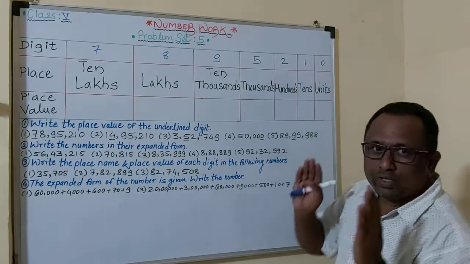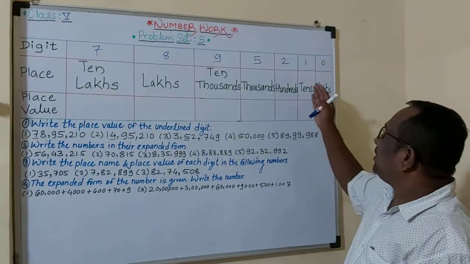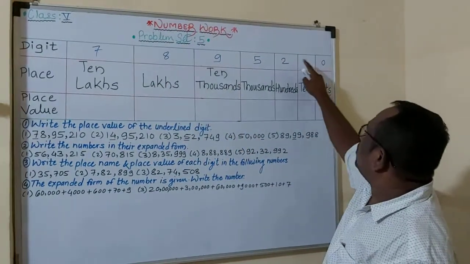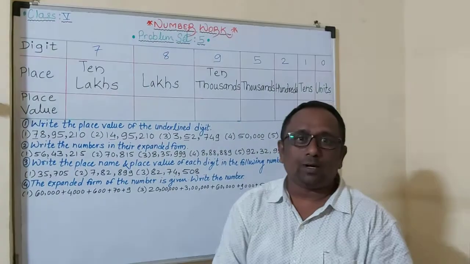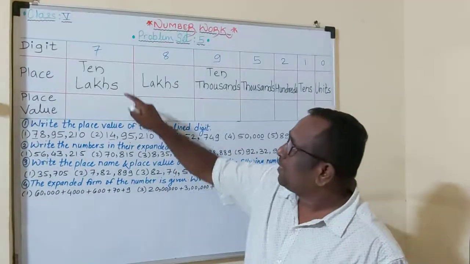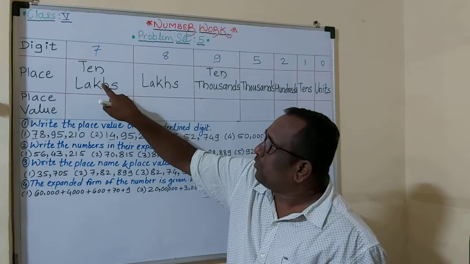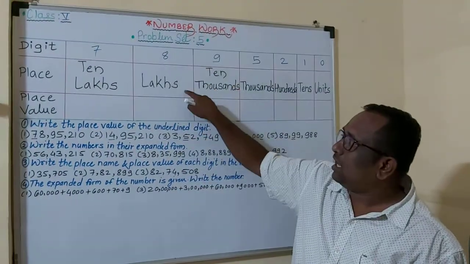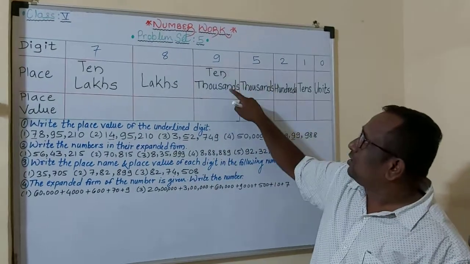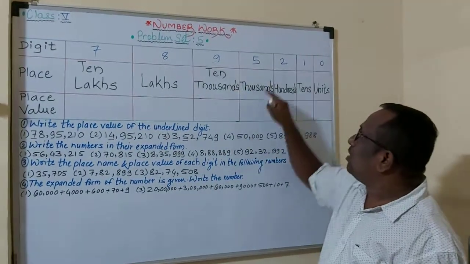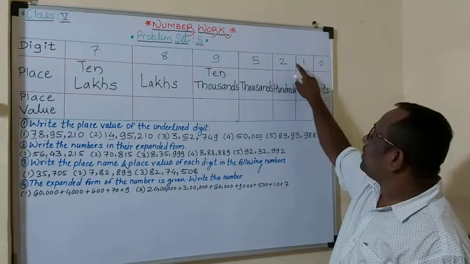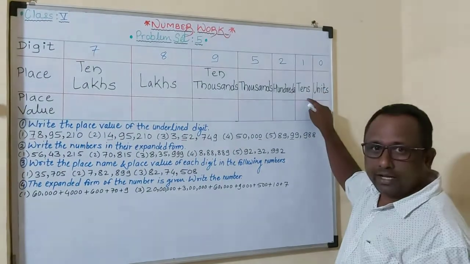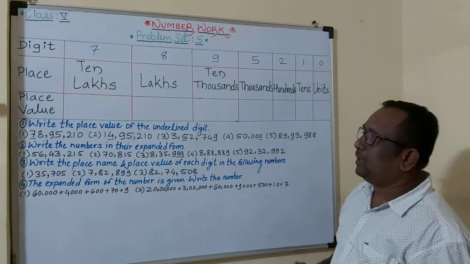See, when writing the number, always start from the unit place, 10 place, 100, 1000, 10,000, lakh and 10 lakh. So 1, 2, 3, 4, 5, 6, 7 digit number means 10 lakh. Now see here, where is this 7th digit? In the 10 lakh place. 8 is in the lakh place, 9 in the 10,000 place, 5 in the 1000 place, 2 in the 100 place, 1 in the 10 place and 0 at the unit place. Okay.